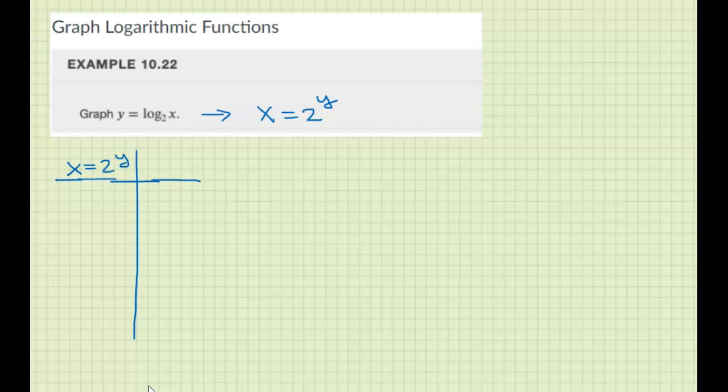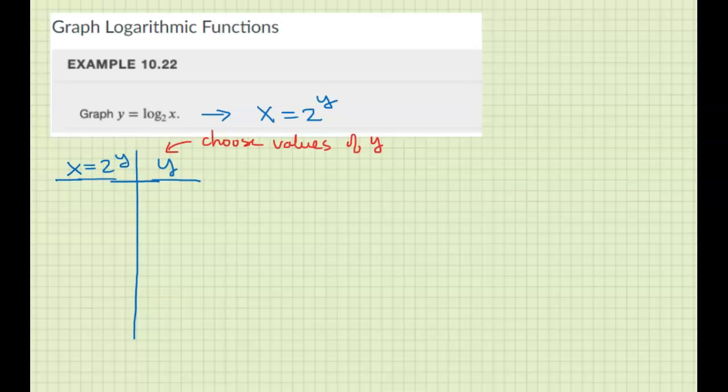So it would be hard to pick values of x and figure out what y is. So what we're going to do is switch things around, and we're going to choose values of y and figure out values of x. So we're reversing things. Exponentials and logs are inverses of each other. So basically, to graph the log, we reverse stuff. We pick y's and we calculate x's.